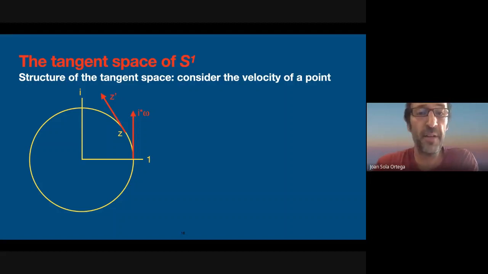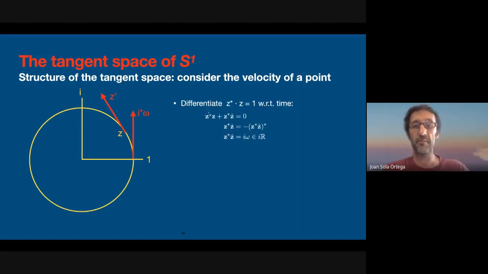Okay, and this velocity, when you put it at the origin, because it's tangent, is a vertical vector, and therefore it's an imaginary number. You can write it as i times omega. Okay, omega would be the rotation rate, and because it's imaginary, you multiply by i. So how do we go along in discovering the structure of the tangent space? Let's write the constraint of this Lie group, z conjugate times z equals 1, and differentiate with respect to time, and develop a little bit.